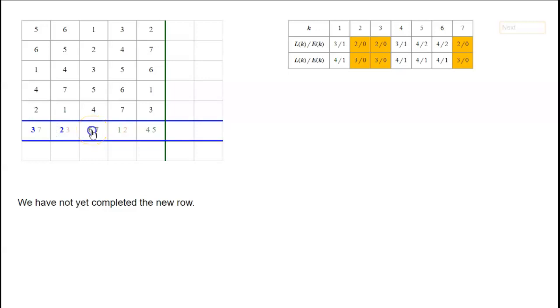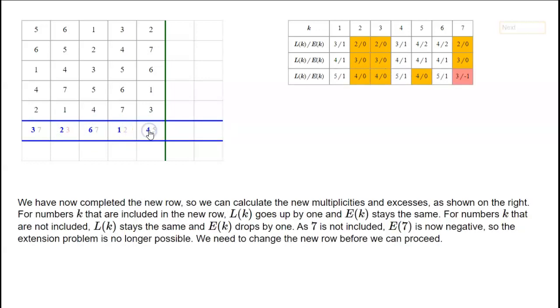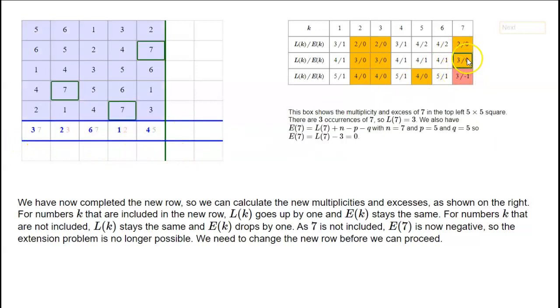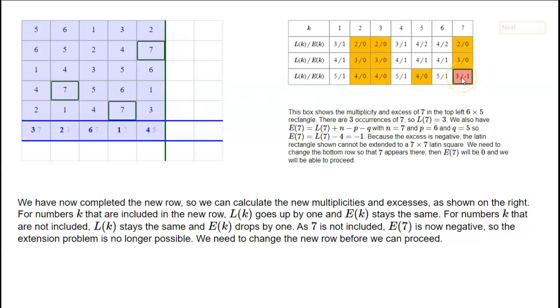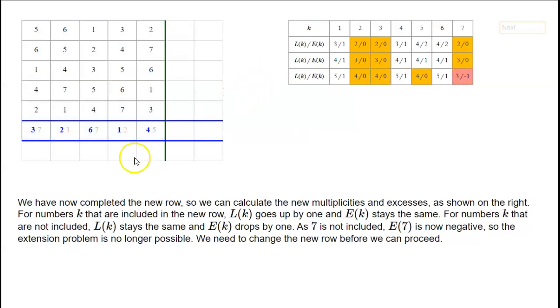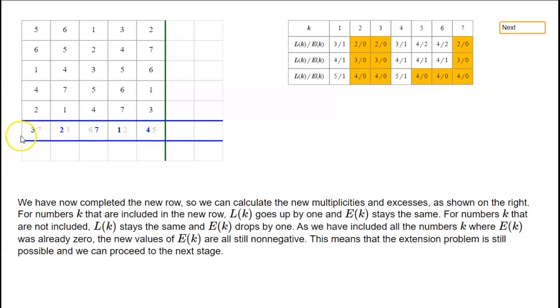I choose a 6, a 1, and a 4. Now we've completed this new row, but again we've run into trouble. We didn't put in a 7 in this new row, so the excess has dropped from 0 to -1. We've got a negative excess, and that means it's not going to be possible to continue the extension. So we need a 7. So let's actually put the 7 in here. We do 3, 2, 7, or 1, 4.